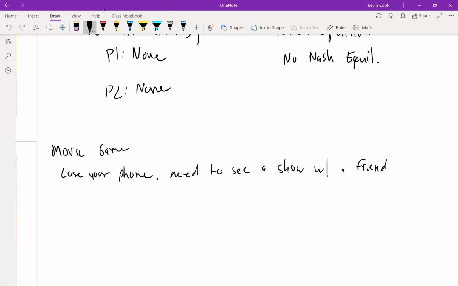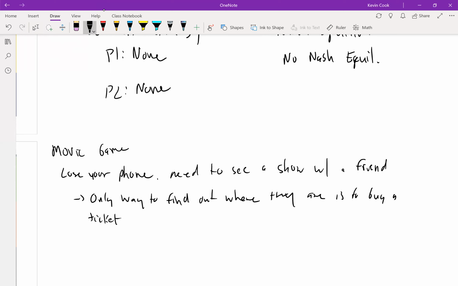Right, and you have no way to get in contact with them. So the only way to find out where they are is to buy a ticket to a movie. And same thing for them, right? They can't find out where you are except by buying a ticket. And if you buy a ticket, I can't buy a ticket to a horror movie and go see a comedy, and so on. So we have this situation: you lose your phone, you have no way to get in contact with your friend, but you have to figure out what to do and which movie to go to.